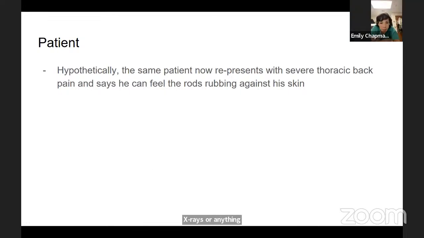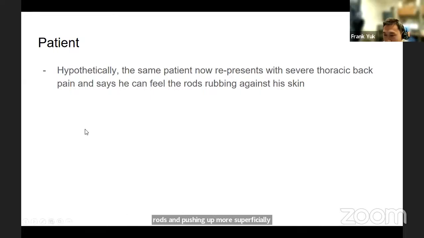Yeah, I anticipate it's more instability of the construct. So I guess like a pathologic kyphosis with the rods pushing up more superficially. Yeah, so, or we call that proximal junctional kyphosis.